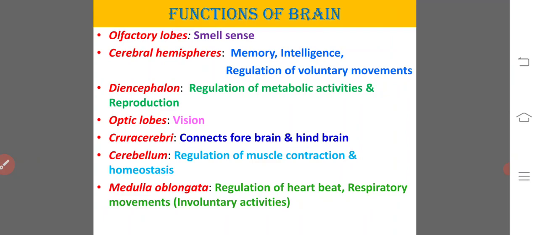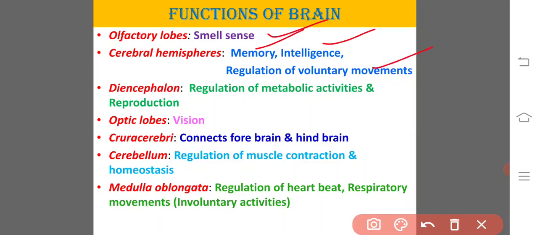Then coming to the functions of the brain. The olfactory lobes contribute the sense of smell or olfaction. Cerebral hemispheres are responsible for memory, intelligence, regulation of voluntary movements. Diencephalon, regulation of metabolic activities and reproduction, that is, it controls the general metabolic functions of the body. Optic lobes are the centers for the sense of vision.